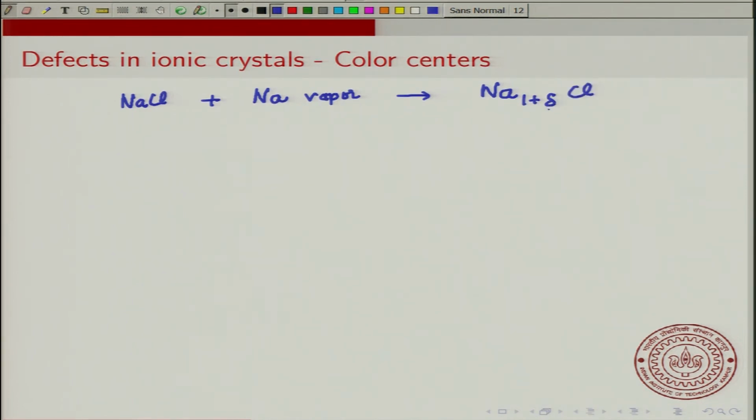Then you can get a crystal that has a slightly different stoichiometry, where delta is greater than 0. It is some small fraction, like 0.01 or 0.02. In this case, these excess sodium atoms will go to interstitials, and the excess sodium will lead to color centers.